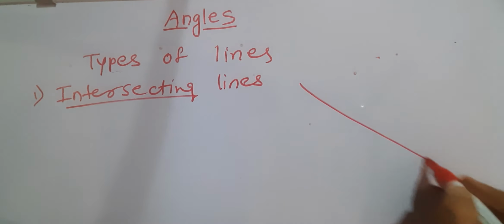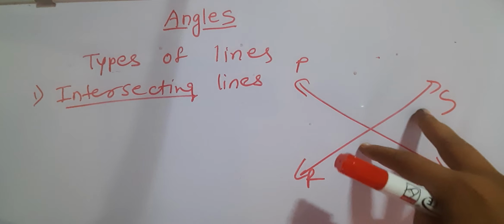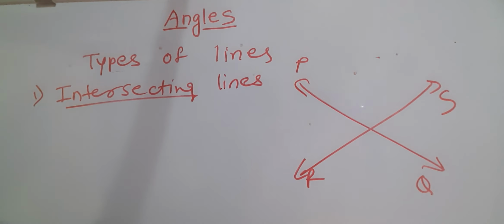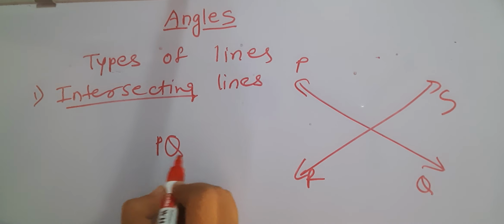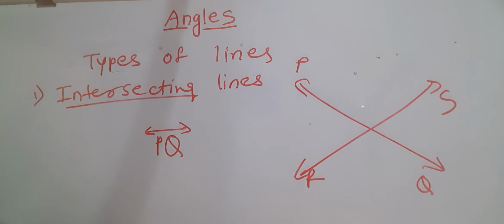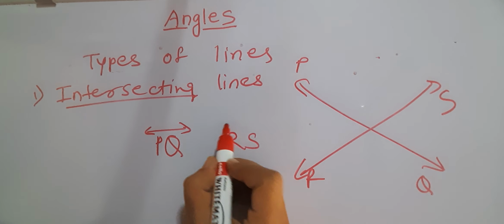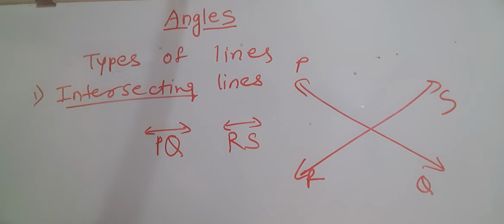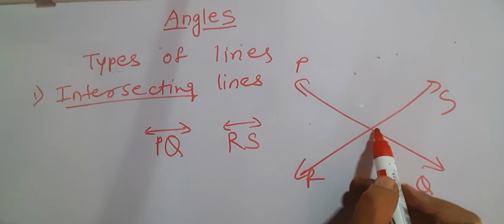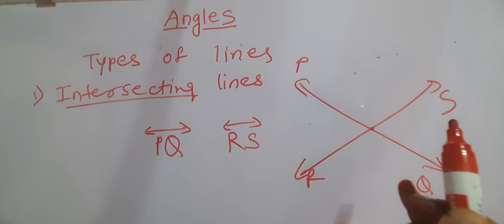Suppose these are the lines P, Q, R, S. So line PQ and RS are intersecting lines. And how can we show that? This is the way you show it, and this is the symbol to show the lines. So lines PQ and RS are intersecting lines. They are meeting at a particular fixed point.